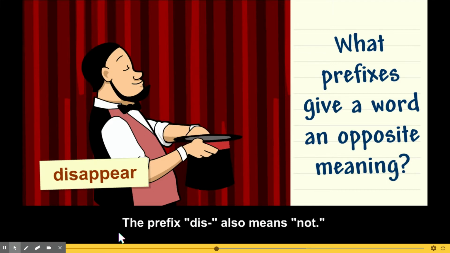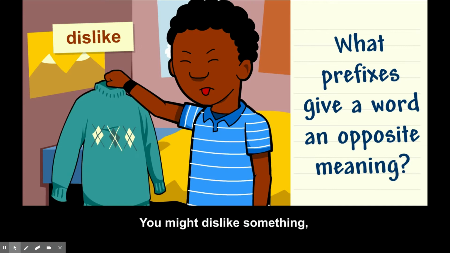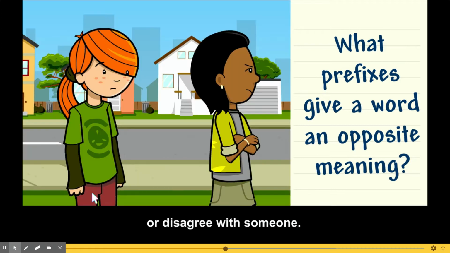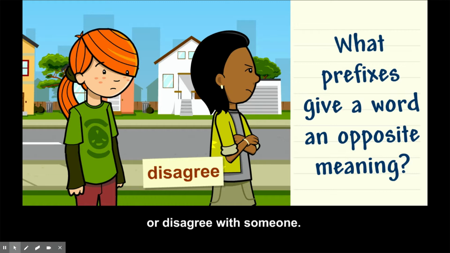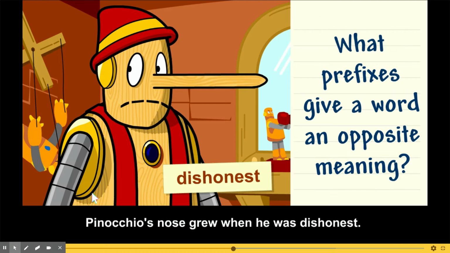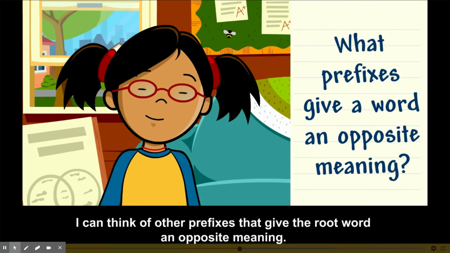The prefix dis also means not. You might dislike something. So we also have dis as a prefix. So dis means not. So not like. When you dislike something, you do not like it. Or disagree with someone. You don't agree. Pinocchio's nose grew when he was dishonest. Dishonest means not honest. I can think of other prefixes that give the root word an opposite meaning.